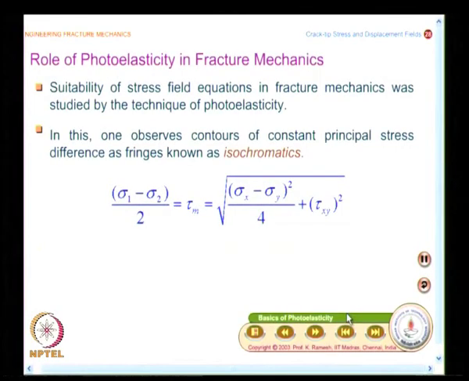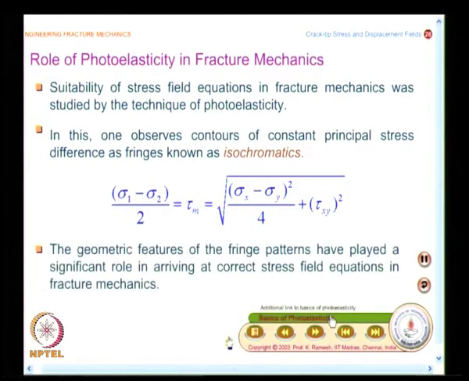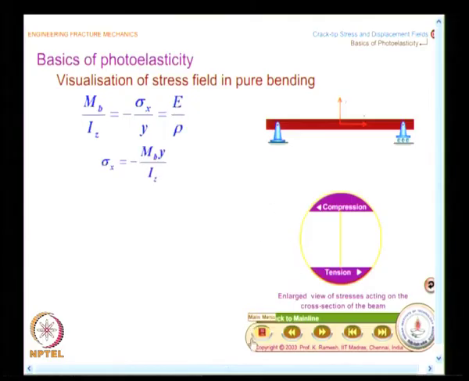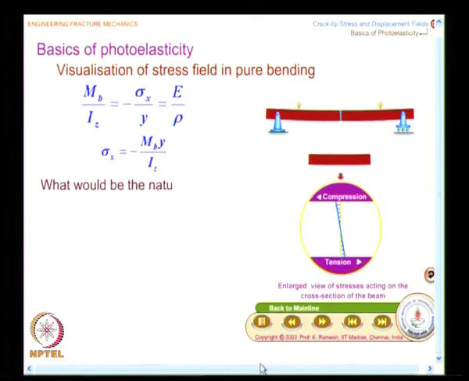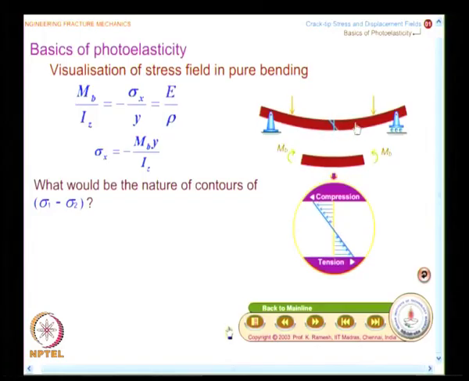So, before we go into that kind of an approach, we will look at how we understood what photoelasticity is. I took up a very simple problem of a beam under 4-point bending. For this problem, from your strength of materials approach, you know the stress field as a closed form solution in the region away from the points of loading. The stresses vary linearly, and we have identified what would be the nature of contour sigma 1 minus sigma 2.